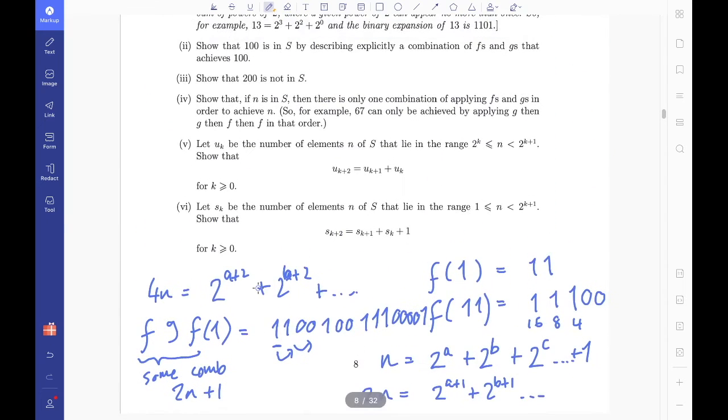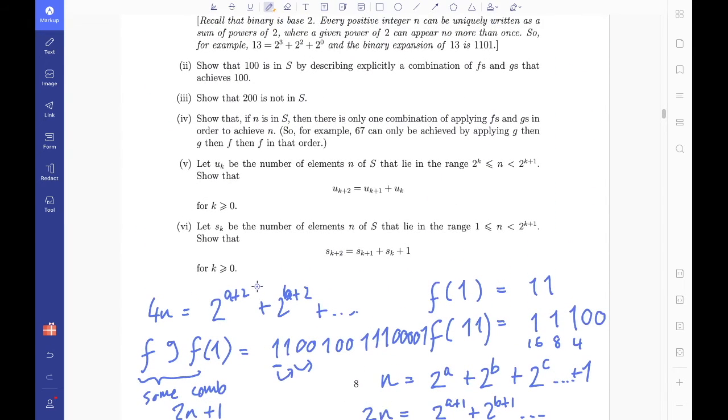Okay, so the next part seemed to get a little bit harder. Let UK be the number of elements n of S that lie in the range 2 to the k up until, but not including, 2 to the k plus 1. Show that UK plus 2 is equal to UK plus 1 plus UK. So it's like saying the number of elements in the next section is equal to the number of elements in this section plus the previous section.